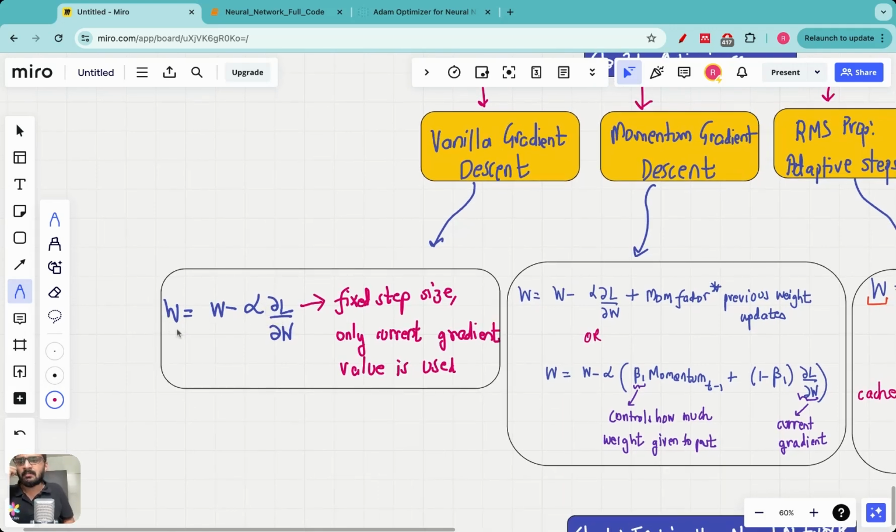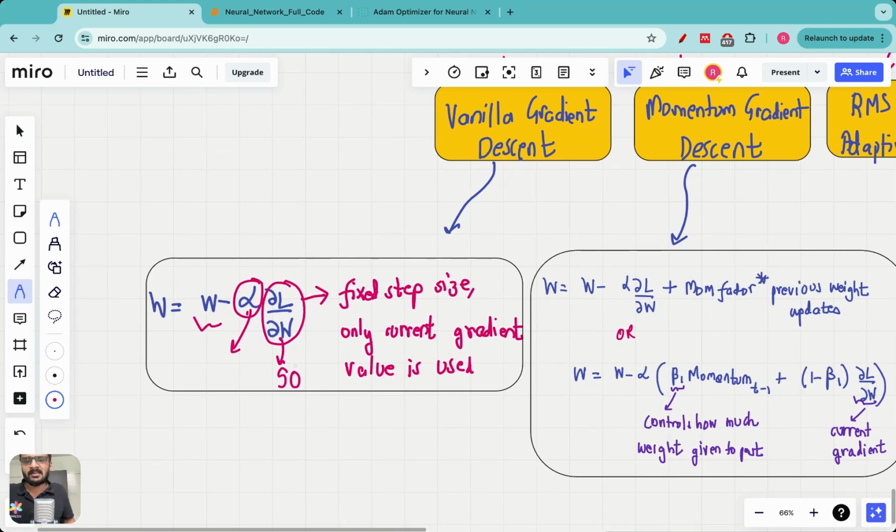If you directly use the vanilla gradient descent, it's a very simple formula. You just take the current value of the weights and you subtract the step size multiplied by the partial derivative of loss with respect to those weights. Remember, here we have a fixed step size which is alpha, and only the current gradient value is used. The step size is also shared among all the weights, all the parameters. So for example, if we are at the 50th iteration, only the partial derivative of the loss with the weights at the 50th iteration will be used.